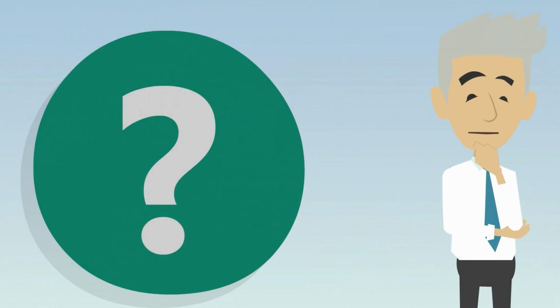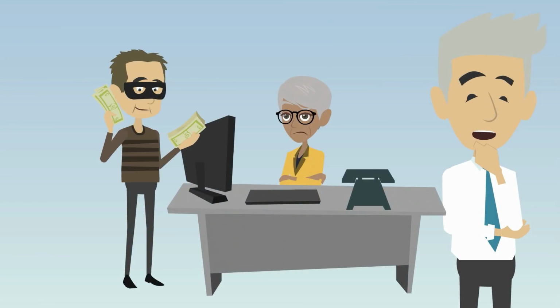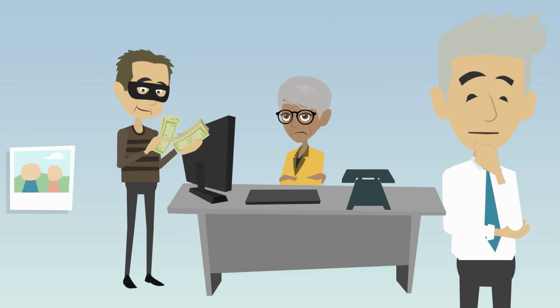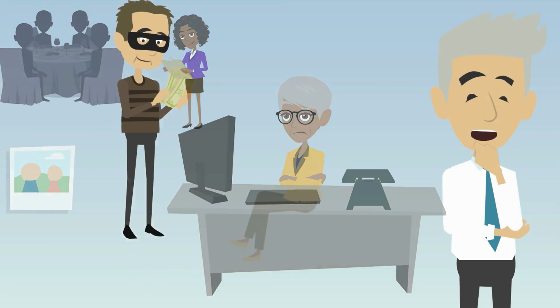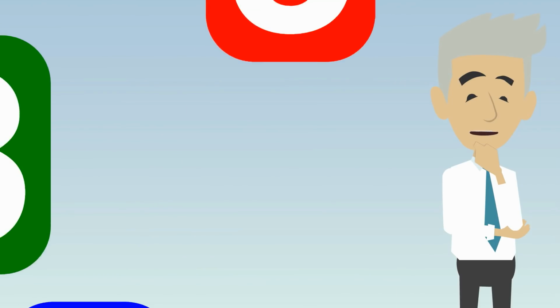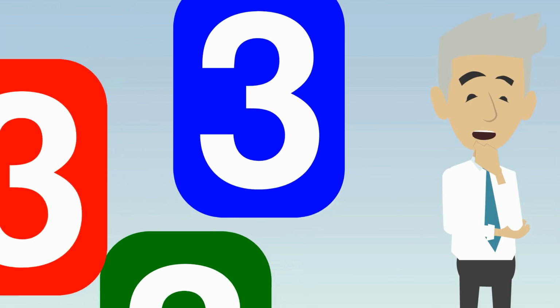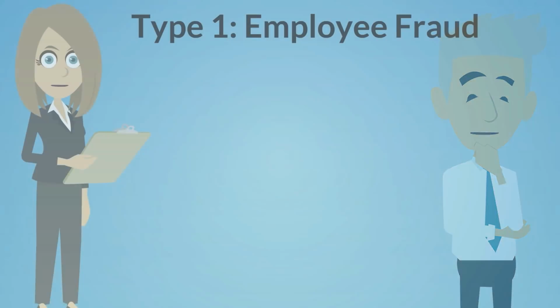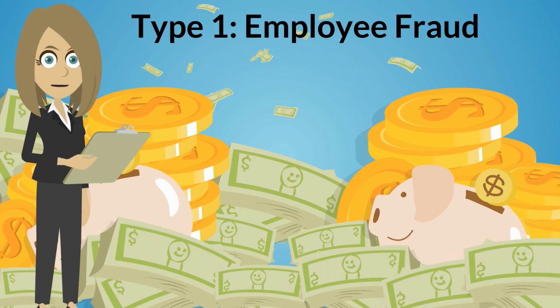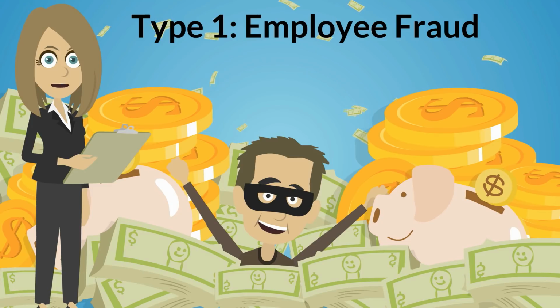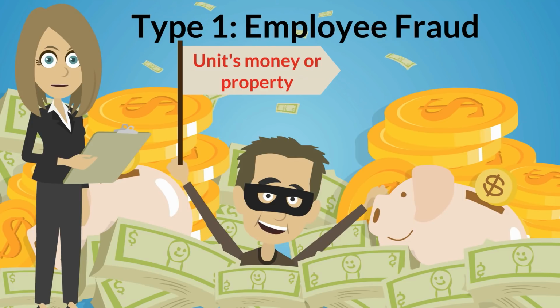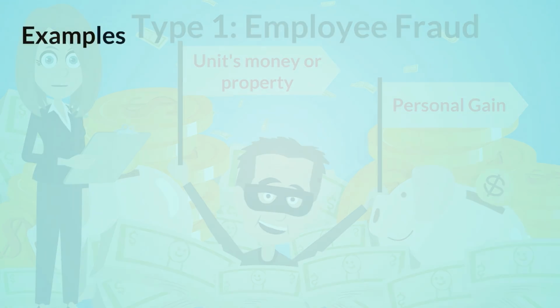What is fraud? Fraud is when someone intentionally deceives others in order to improperly benefit themselves, their family, their friends, or even their employer. All fraud concerns us, but there are three types of fraud we want to discuss in particular. The first type is fraud committed by employees against the university. This generally involves employees improperly using their unit's money or property for personal gain.